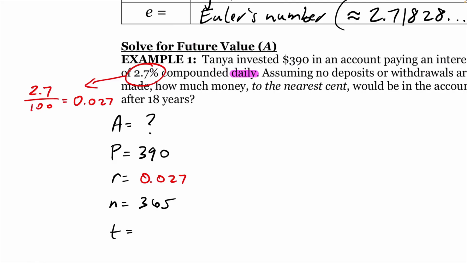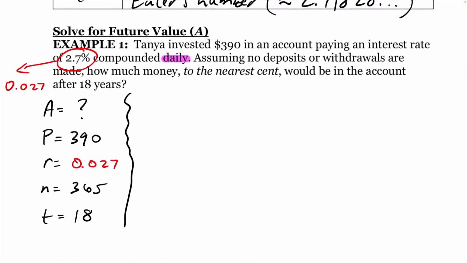Time, how much time is she going to keep her money? 18, right? Okay, that's what we know. We also know we're going to use the first formula. So what I'm going to do is fill out this formula at the best of my ability. I don't know what A is, so I'm going to use A.